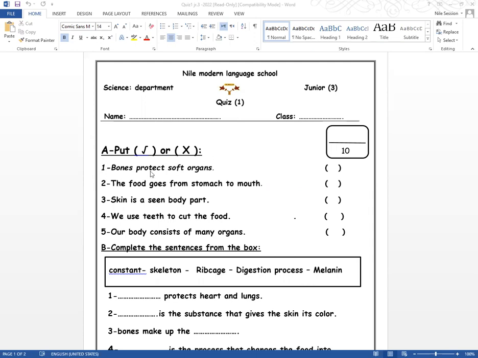Number 1, bones protect soft organs. Bones protect soft organs. Right or wrong? Bones are hard or soft, jr.3? Yes, bones are hard. So the bones protect soft organs. So we put right.